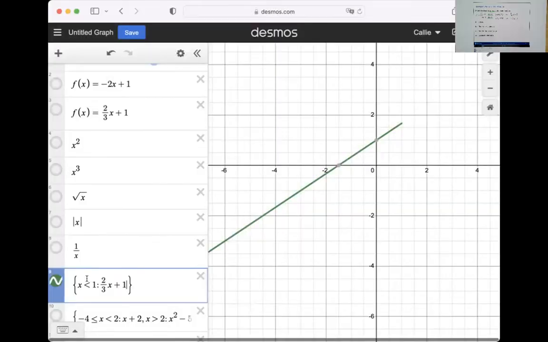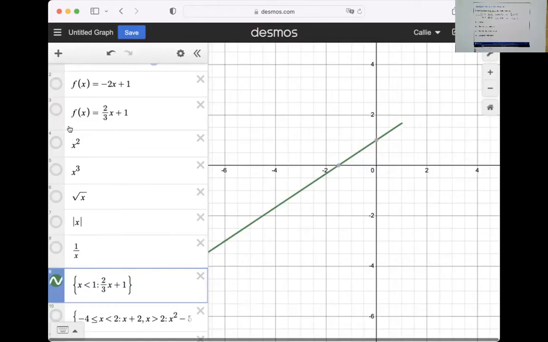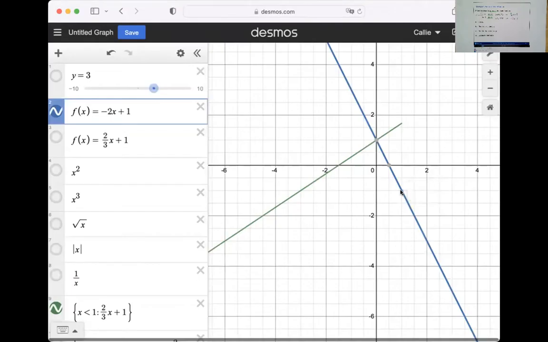Here is the graph, 2/3 x plus 1. We're going to use that until we reach 1. After 1, we're going to use the graph negative 2x plus 1. So we're going to have this graph, and then at 1, we're going to stop. We're going to come down, and we're going to try to find where 1 is on this graph, right?